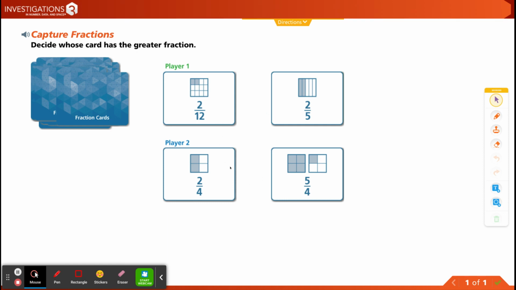So to put these fractions in order, the smallest is 2/12, then next 2/5, the third one is 2/4, and the last one is 5/4.